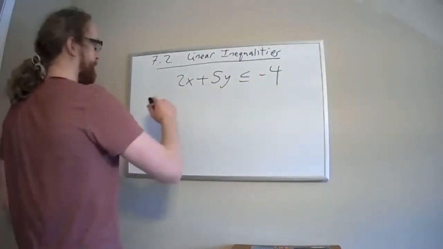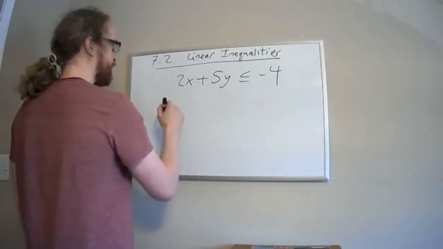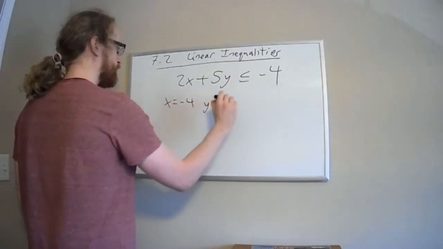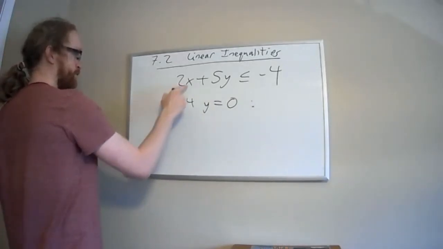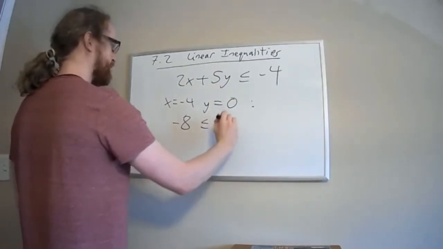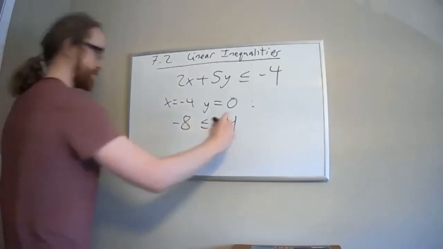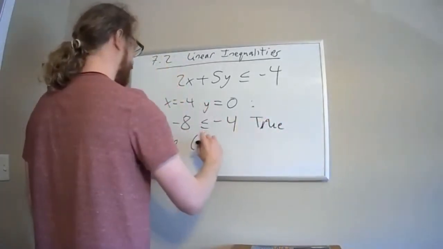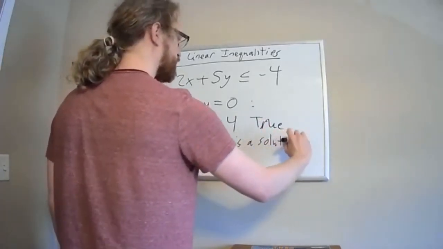So I want to solve this. Let's find the x and y that make this true. Well, for example, if x equals -4 and y equals 0, what happens? If x is -4, I'll get -8. If y is 0, this goes away, and then I have -8 is less than or equal to -4. Is this a true statement? Yes, this is true. So (-4, 0) is a solution. So I know there's at least one solution.